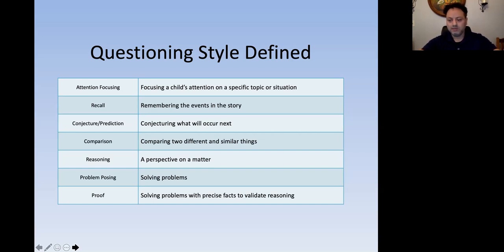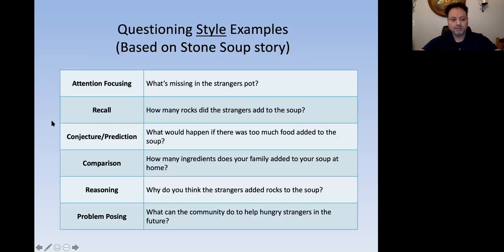And then you get into the middle level thinking: conjecture, if it's math, prediction, if it's literature, and comparison. Those are a little bit more challenging. And the last three are the hardest ones: reasoning, problem posing, and proof. So we want to be able to balance these out, whether you're reading a book or engaging in toys or other activities.